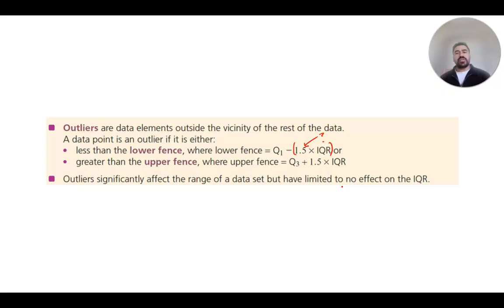Then on the other end of the spectrum, if you find Q3 and you add 1.5 lots of the IQR, anything higher than that, or greater than what's called the upper fence, is also considered an outlier as well. Generally speaking, you're going to find more outliers greater than the upper fence than you will the other way around. Again, it really depends on the data that you get. And outliers significantly affect the range of a data set, but have limited to no effect on the actual IQR itself. So in the next video, I'll show you how to tackle the examples from the notes that I've provided.